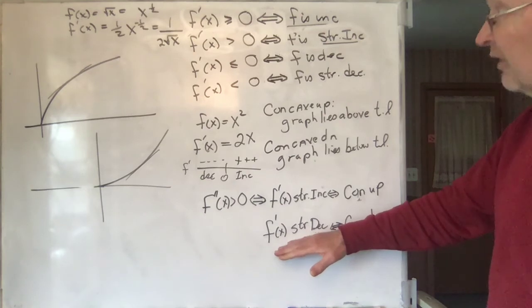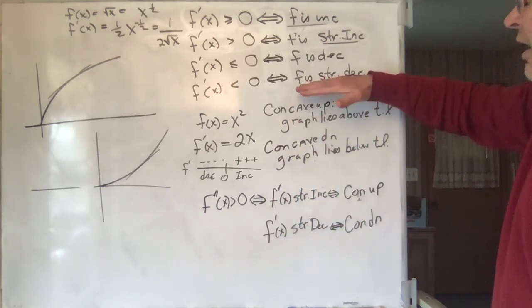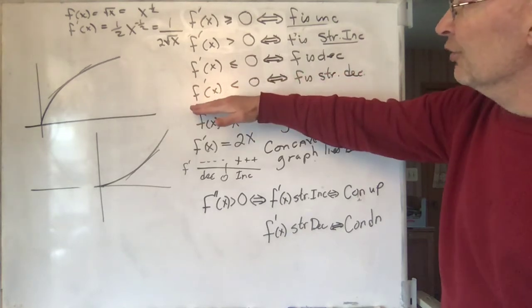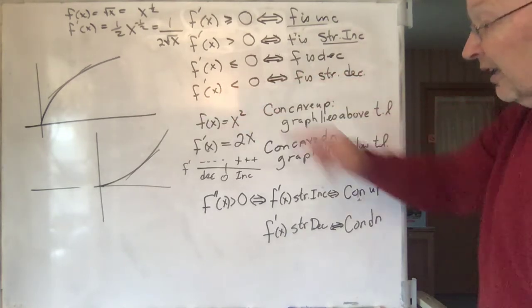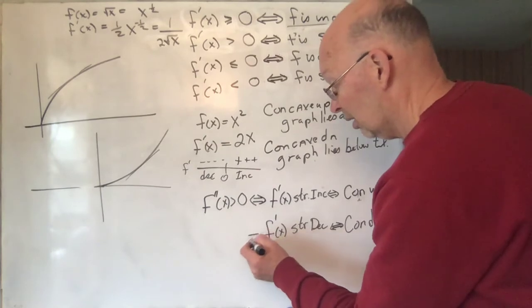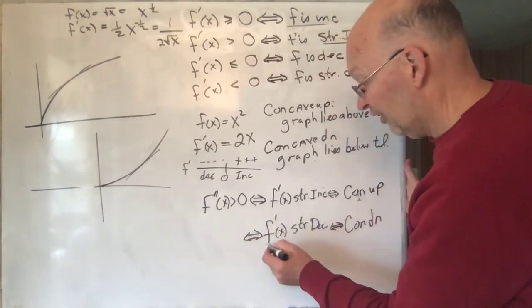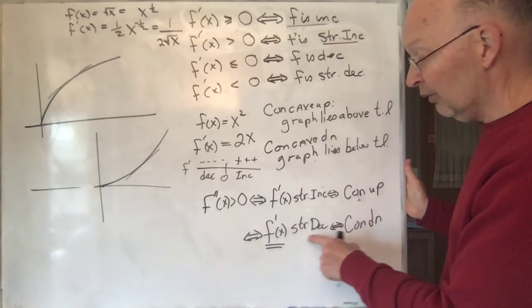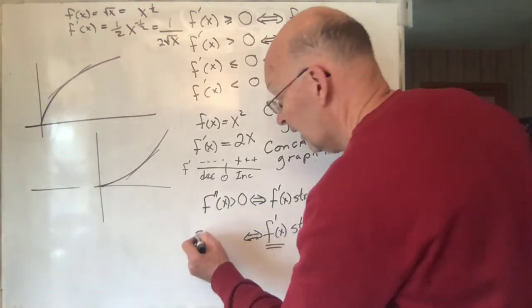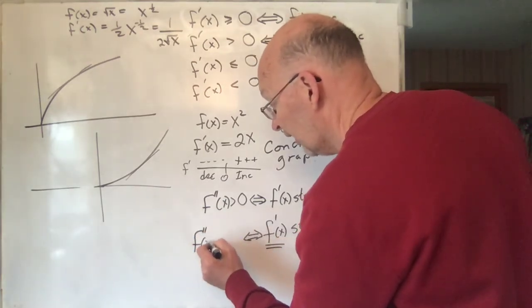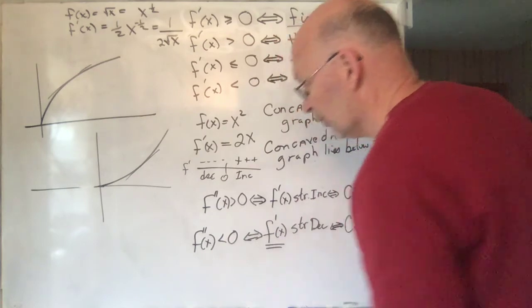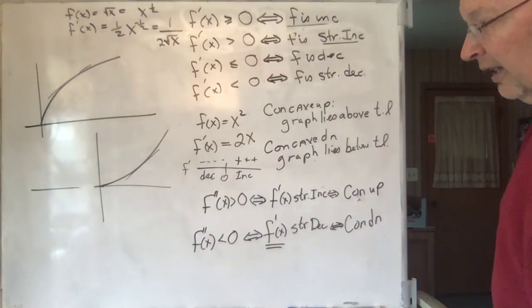What about if any function is strictly decreasing? If any function is strictly decreasing, what's true about that function? Its derivative is strictly negative. So, since this function right here is strictly decreasing, its derivative, namely f double prime of x, has got to be strictly negative. So there you go.